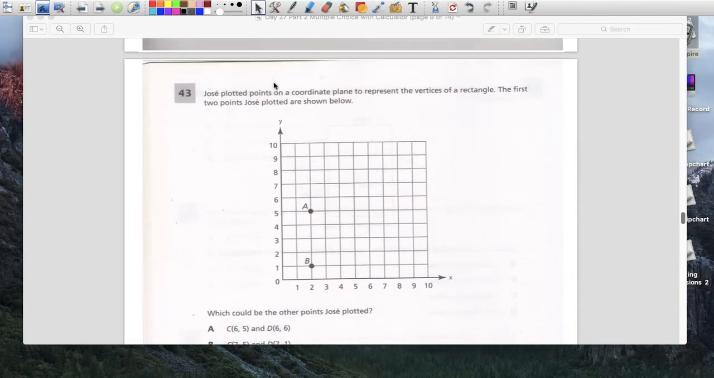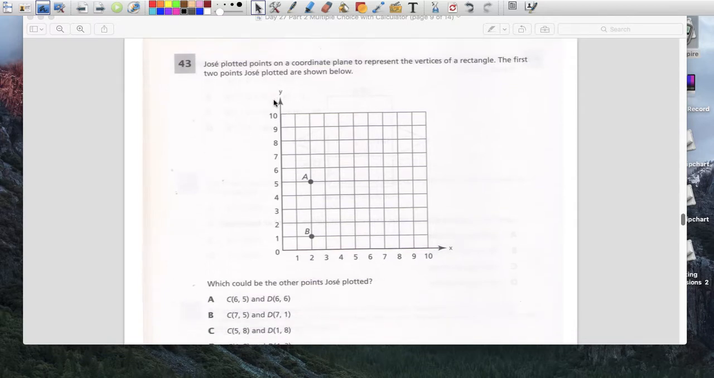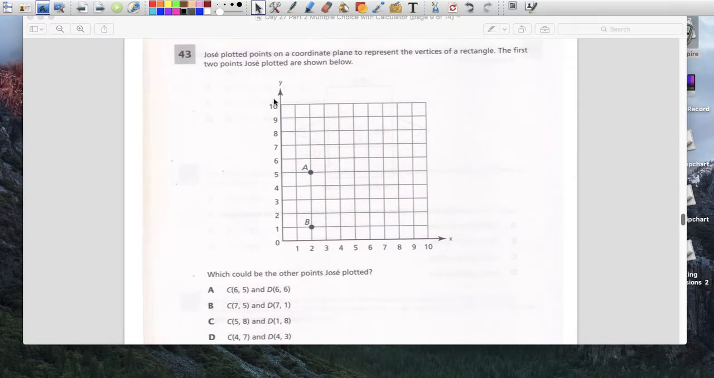43. I plan to represent the first ever rectangle. What could be the other 2 points that he plotted? Well, let's see. 6 and 5, that works. 6 and 6, A is gone. That's not a rectangle. B, 7 and 5, that works. 7 and 1. Is that a rectangle? It is. Done. Don't even bother with the other one. 5 and 8, that's not going to work. So the answer is B.